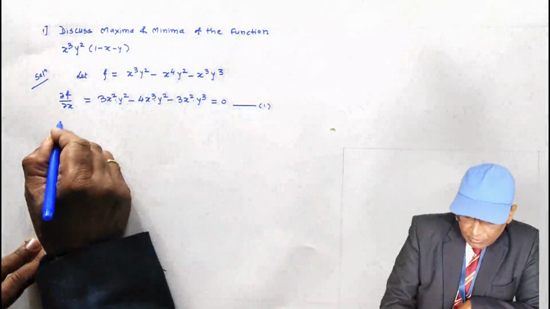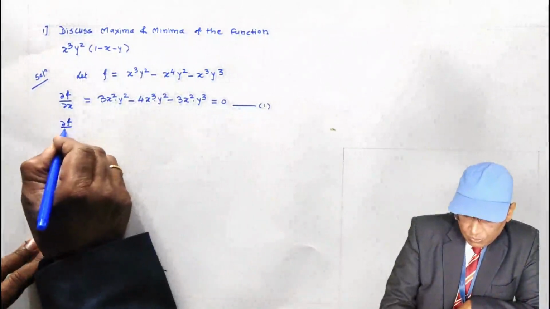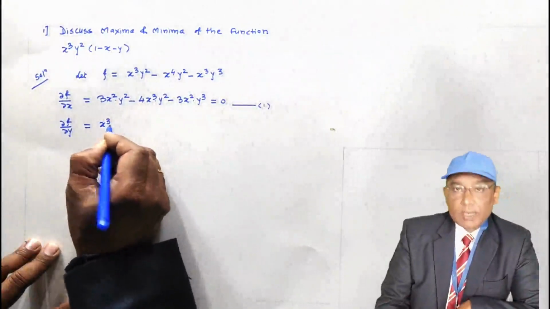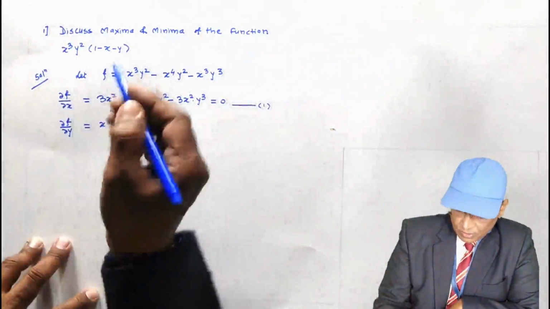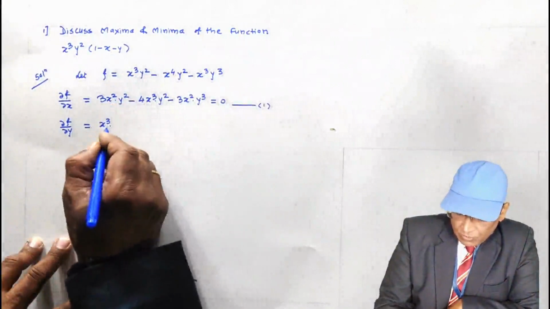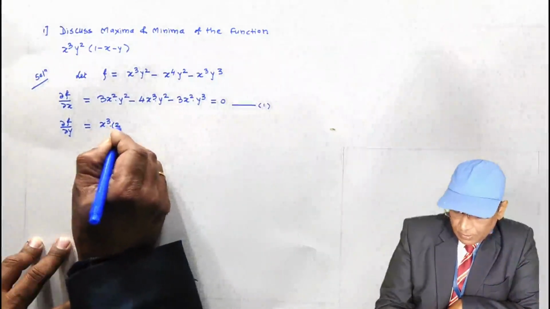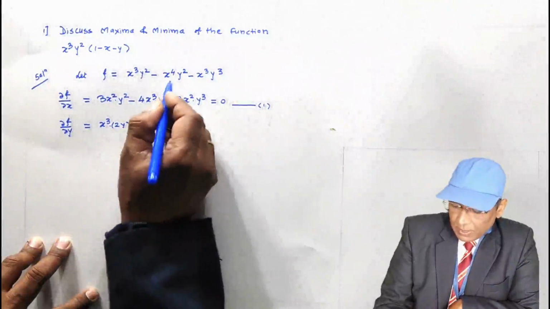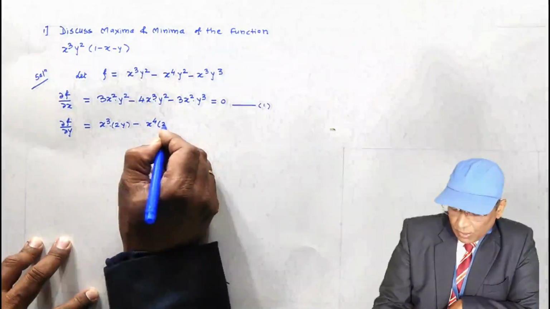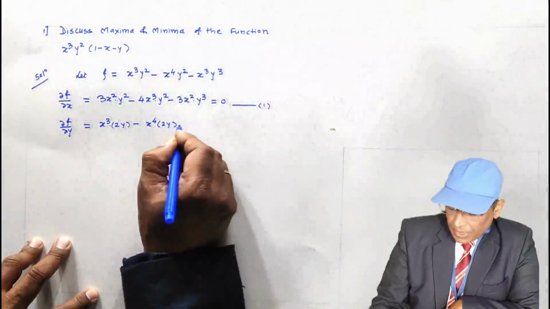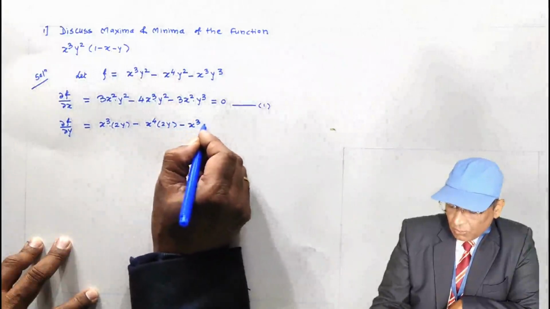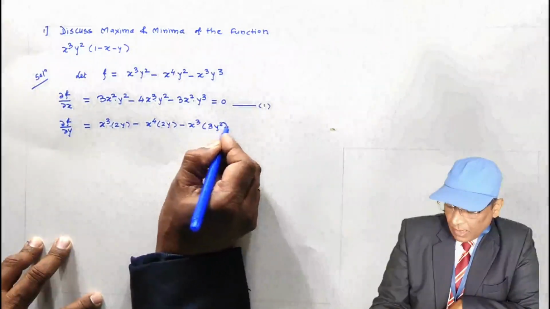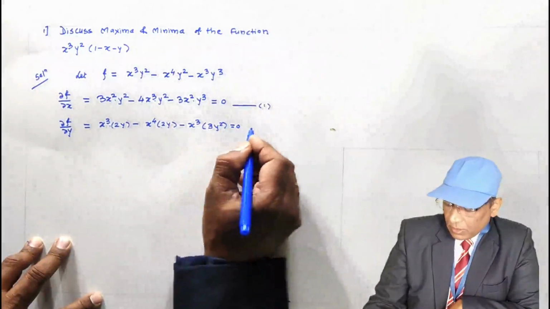Then take the derivative of f with respect to y. X cube is a multiplicative constant because you are taking the derivative with respect to y keeping x constant, and the derivative of y square is 2y. X raised to 4 is a multiplicative constant, the derivative of y square is 2y, and x cube is a multiplicative constant, the derivative of y cube is 3y square, and you have to equate it to 0. And this is our equation 2.